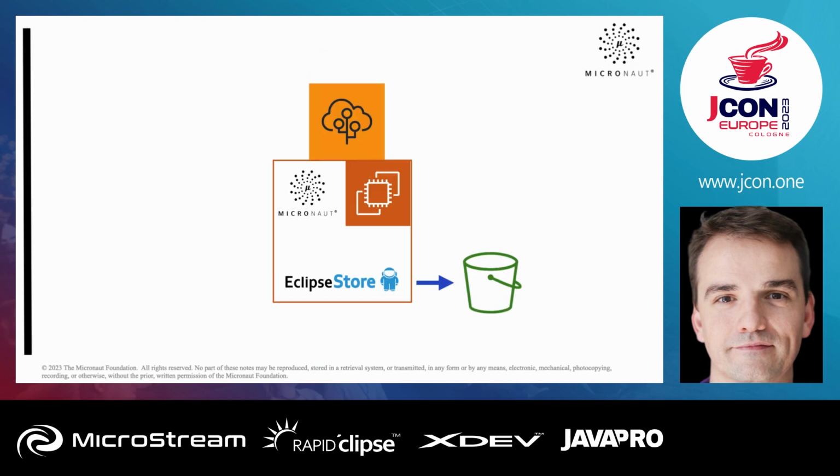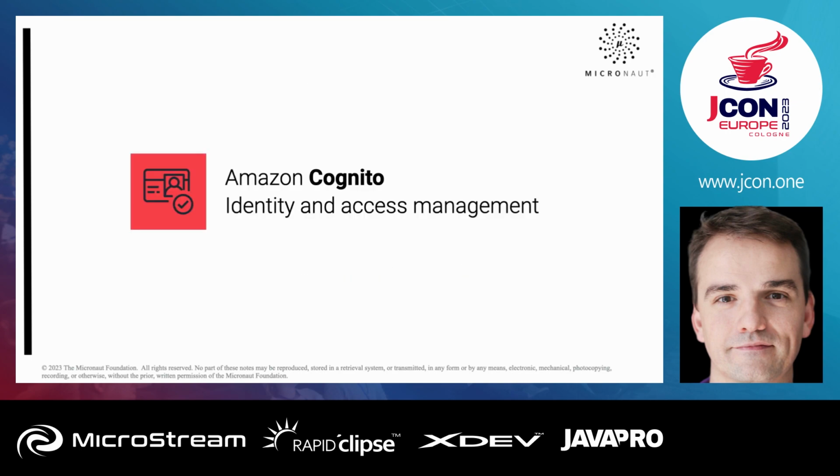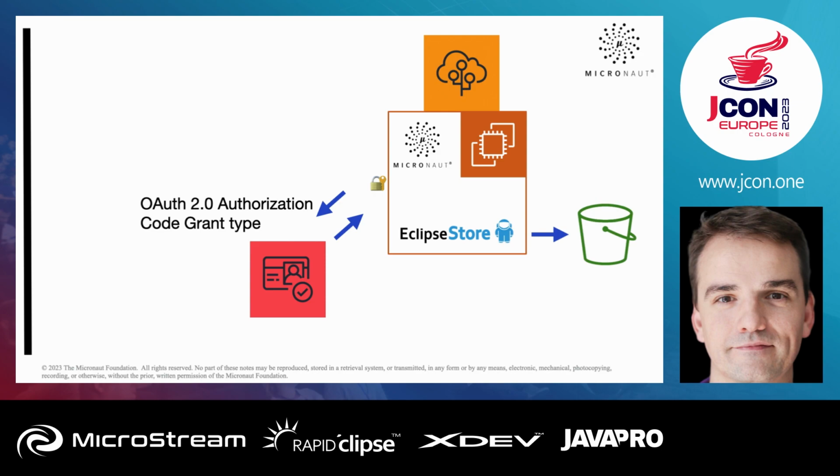So this is the architecture that I'm going to try to do. I am working on a pet project called questionnaire training, which is not what we're going to show you today, but we are going to use the domain because I already have it set up. What I want to have is a Micronaut application deployed to an EC2 machine using Elastic Beanstalk and persisting to a bucket.